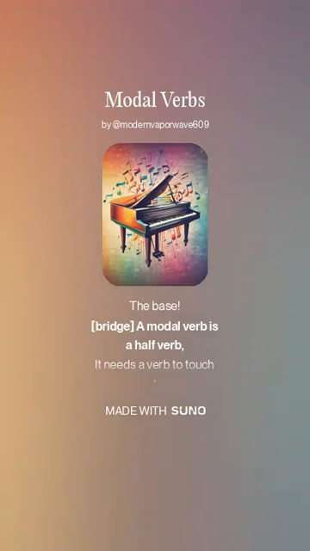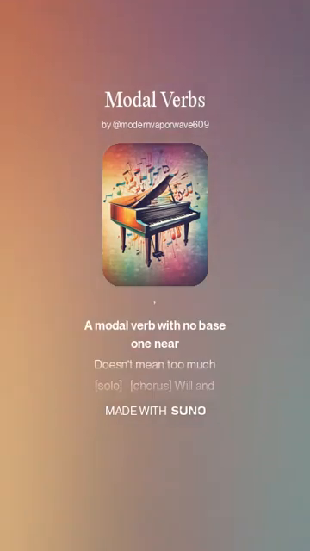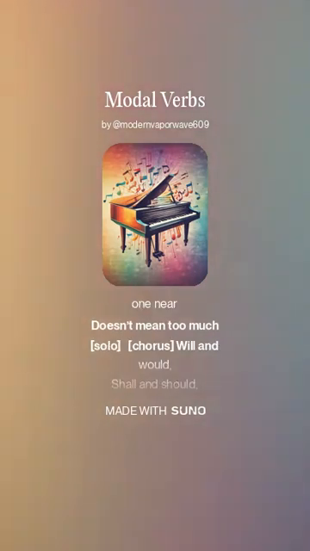A modal verb is a half verb. It needs a verb to touch. A modal verb with no base verb near doesn't mean too much.